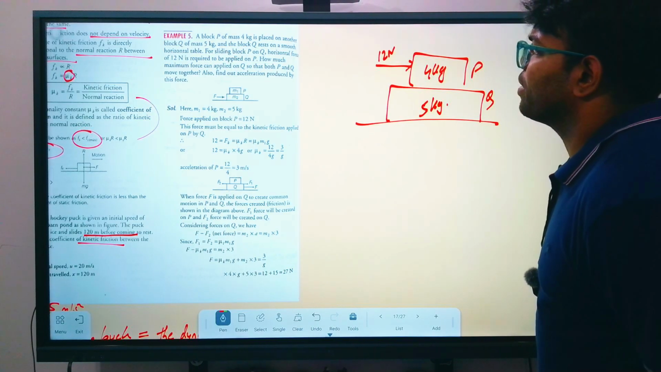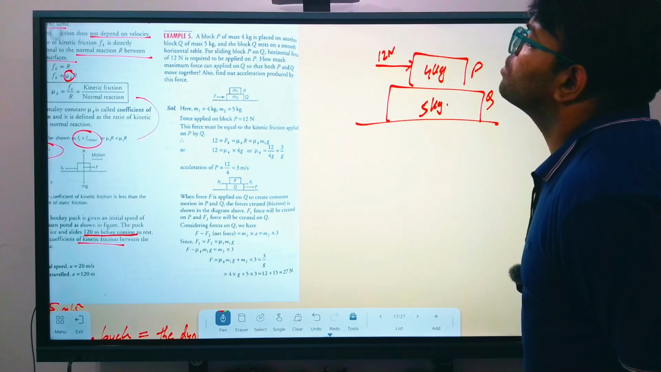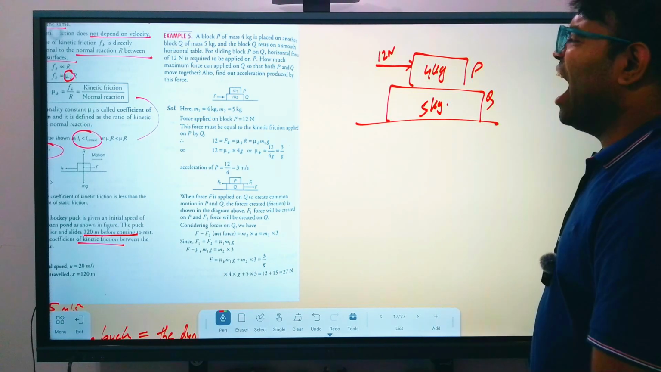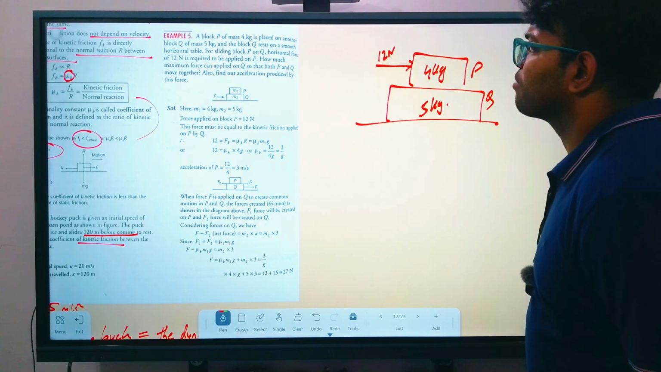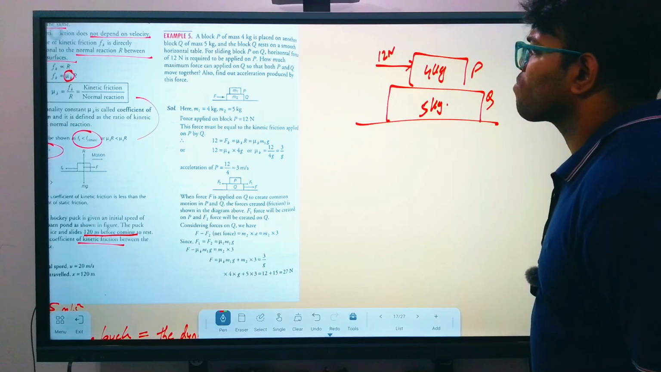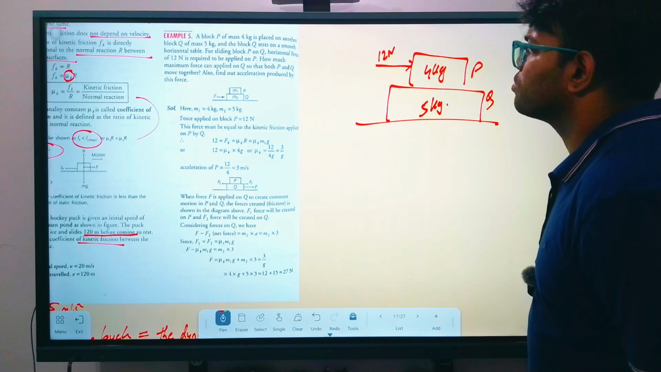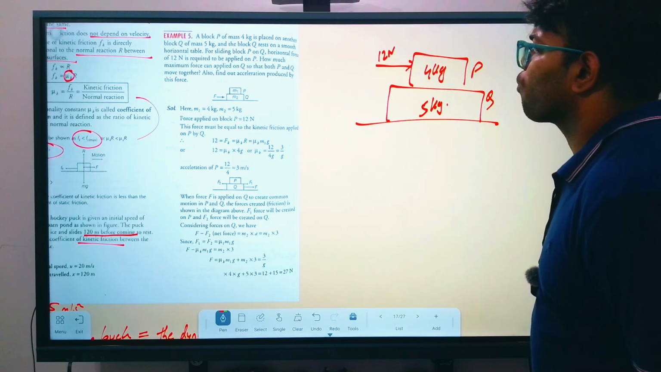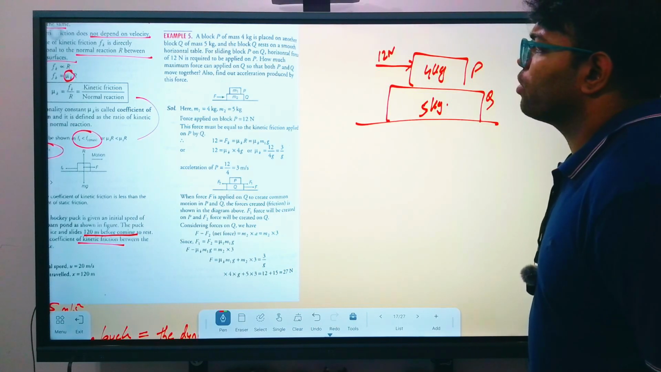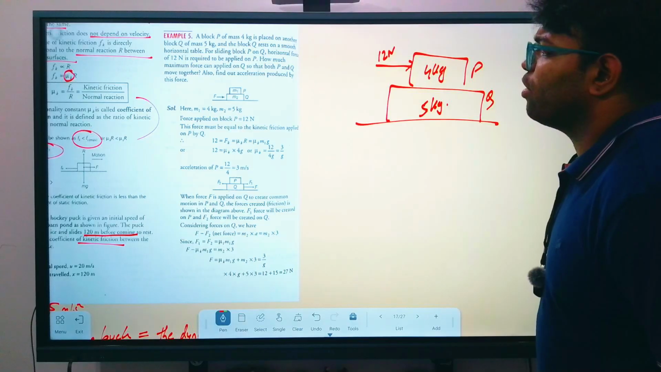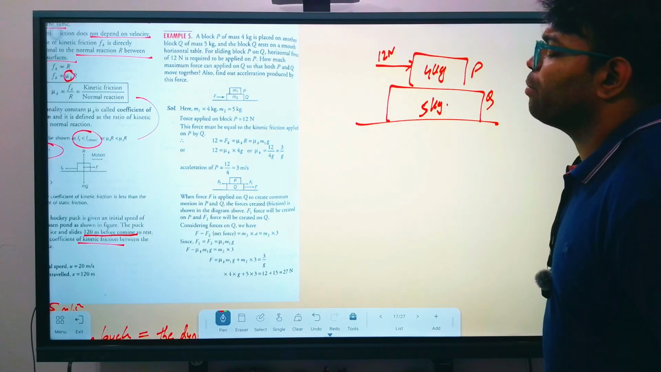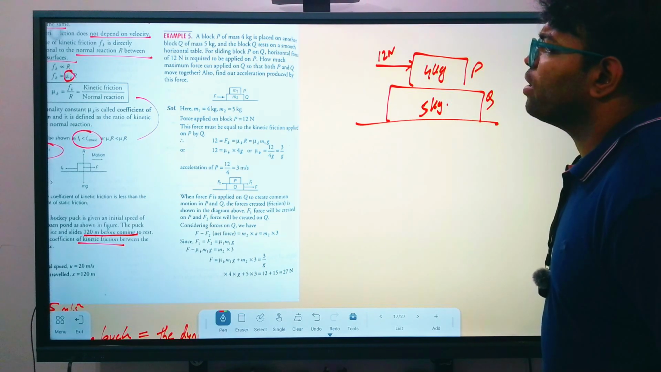It's a smooth surface, right? So on a horizontal surface, here M1 is 4 kgs and M2 is 5 kgs. Force applied on the block is 12 newtons. The force must be equal to the kinetic friction applied by P on Q. Why kinetic?